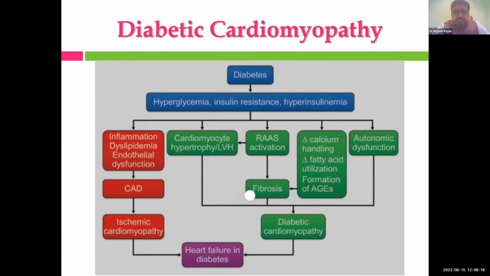On the other side, there can be cardiomyocyte hypertrophy. RAS activation can cause this, and there is impaired calcium handling or autonomic dysfunction, all of which can cause fibrosis and ultimately set into diabetic cardiomyopathy, and heart failure sets in diabetes.